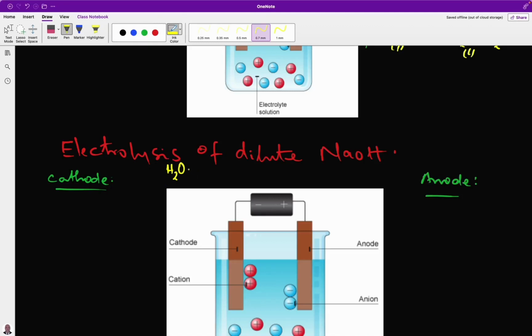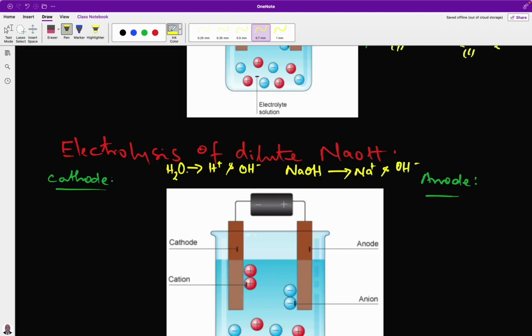Water will give rise to what? Will give rise to hydrogen ion and OH. And since it is dilute, sodium hydroxide will give rise to what? It will give rise to sodium ion and the OH.